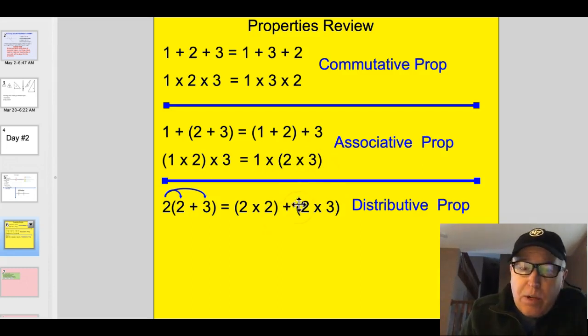The distributive property just says that you can take 2 times 2 plus 3 in brackets like this, and you're going to get the same answer as if you distribute out the 2. And so I always put these little arrows. This is 2 times 2, and then we're going to add 2 times 3. So that's a quick review.